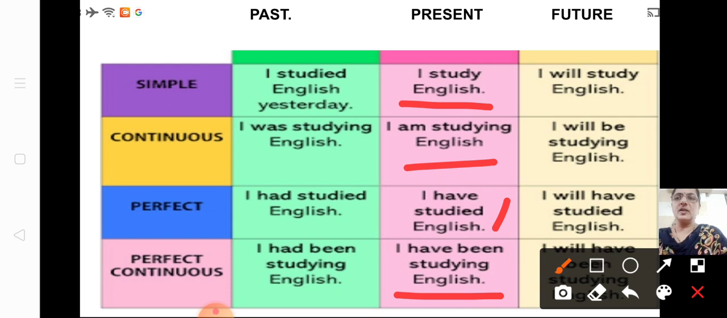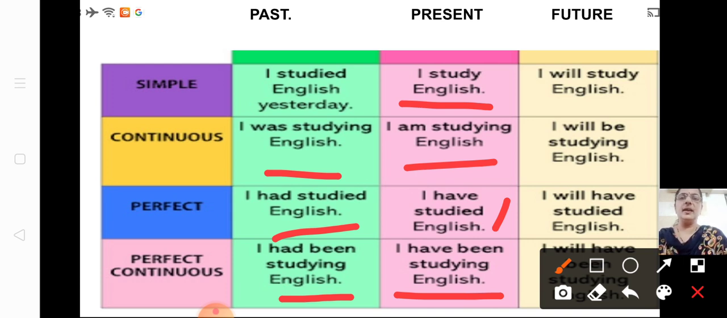Now we will see past tense. Simple past will be I studied English. Past continuous will be I was studying English. Was. Then perfect will be had. Only past tense will be had. I had studied English. Then past perfect continuous will be I had been studying English. See here, I had been studying English.